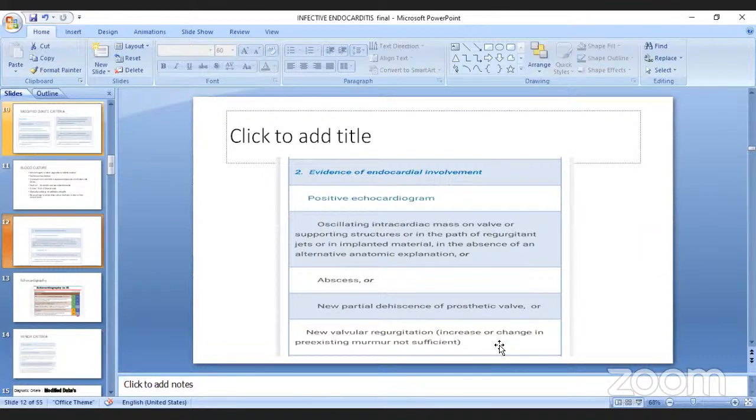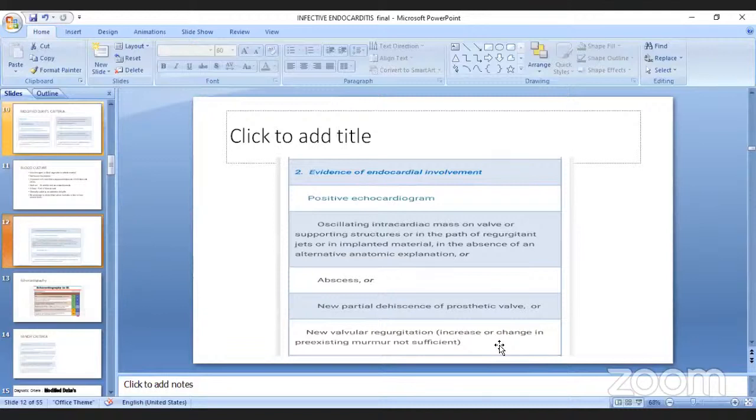Now, I want to emphasize something over here, and I want to ask you all this question. You do a transthoracic echocardiography, and you do not find any intracardiac mass. Please listen to my question very carefully. You do a transthoracic echocardiography and you do not find any mass, you do not find any abscess, or any prosthetic valve. Then what are you going to do?